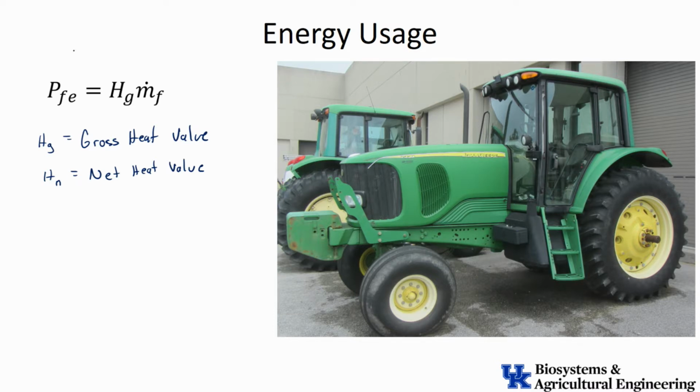So the fuel equivalent power is going to be in units of horsepower or kilowatts, depending on whether we're working in the English or the metric system. The heating value of the fuel, in the metric system, is going to be in kilojoules per kilogram. So that's the units that you would see there. How many kilojoules of energy are in a kilogram of that fuel?